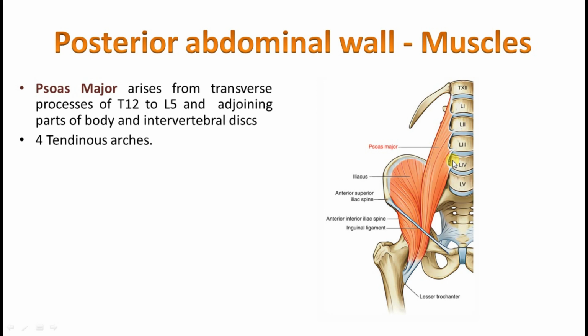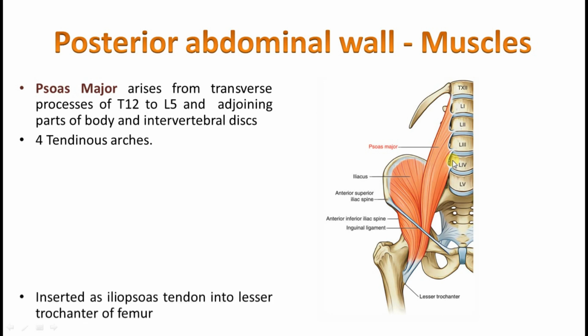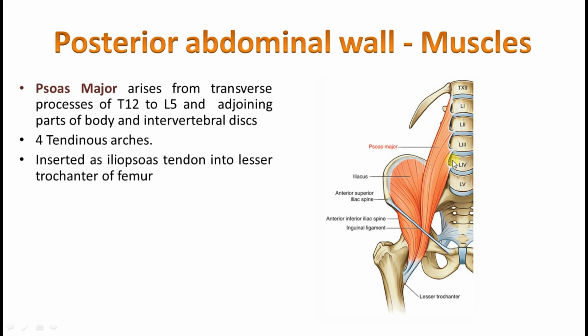It transmits the lumbar arteries. It supplies the posterior abdominal wall structures. So from the transverse tendinous arches and from the bodies of the lumbar vertebra, the muscle passes downwards and converts into a tendon. It joins the tendon of iliacus muscle and forms a common iliopsoas tendon getting inserted into the lesser trochanter of the femur. It is the chief flexor of hip joint.